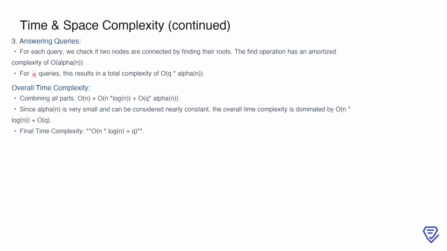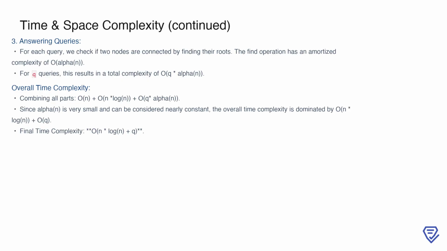Now, let's discuss the third component, answering the queries. For each query, we check if two nodes are connected by performing a find operation on their roots. The find operation has an amortized complexity of alpha(n), which remains very efficient even for large inputs. For q queries, the total time complexity for this step becomes q * alpha(n).